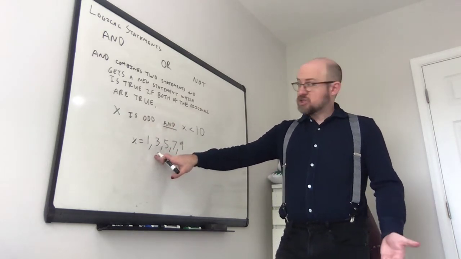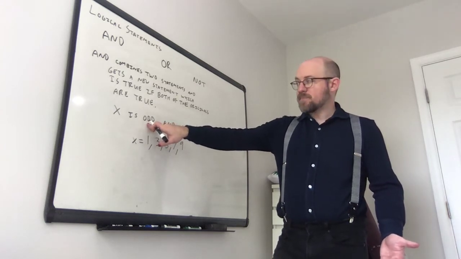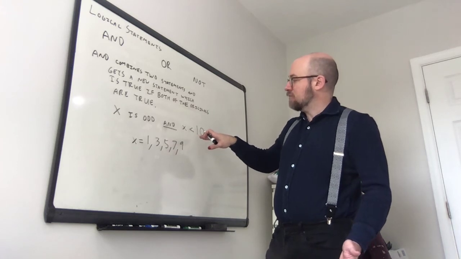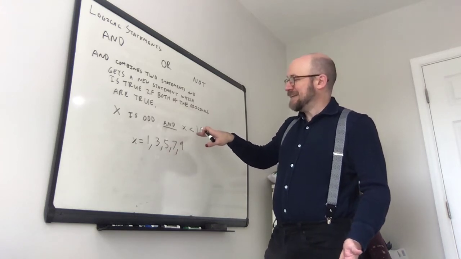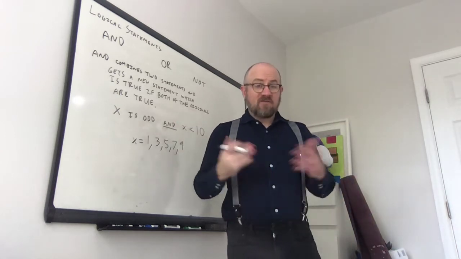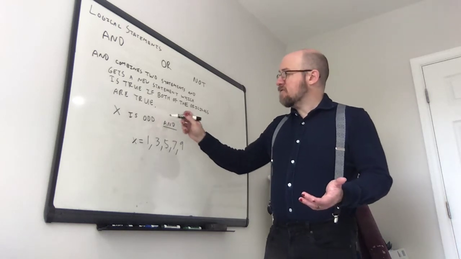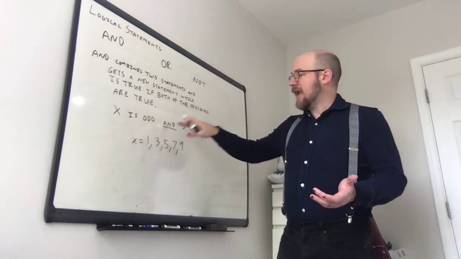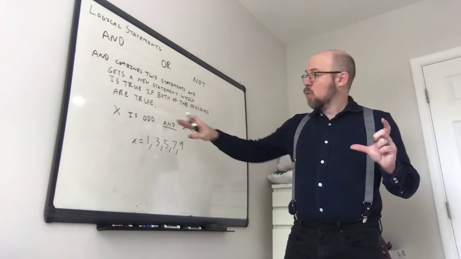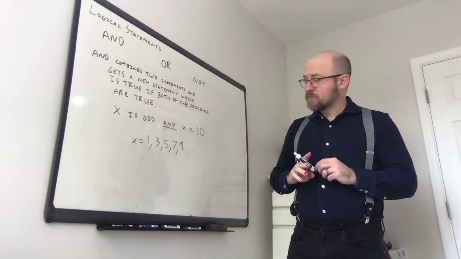If x is equal to 2, then this statement is false. Okay, and so the whole thing is false. If x is equal to 13, this statement would be false, and so the whole thing is false. Or if both are false, the whole thing is false. Okay, so if you have a statement and another statement, the whole thing is only going to be true if both of the statements are true.